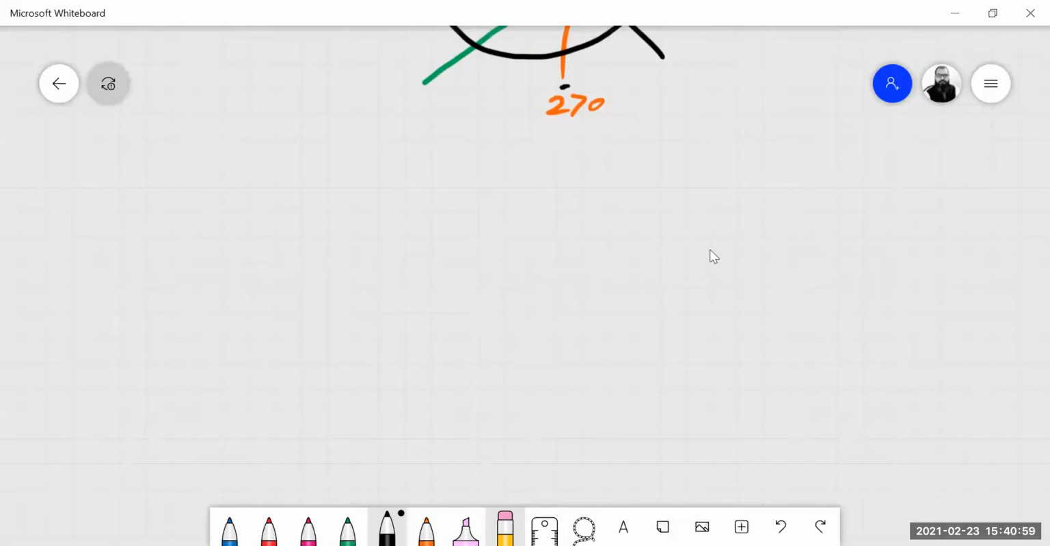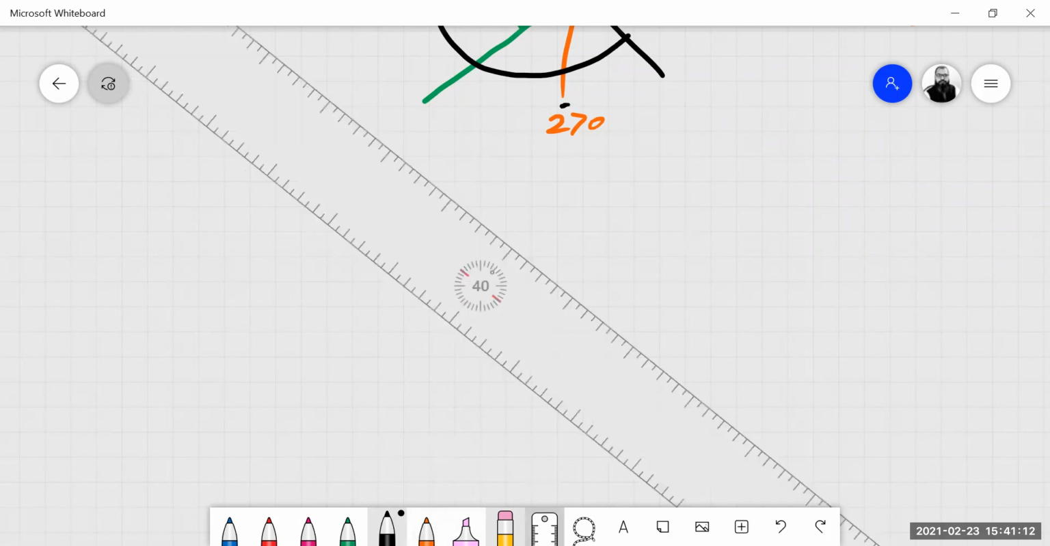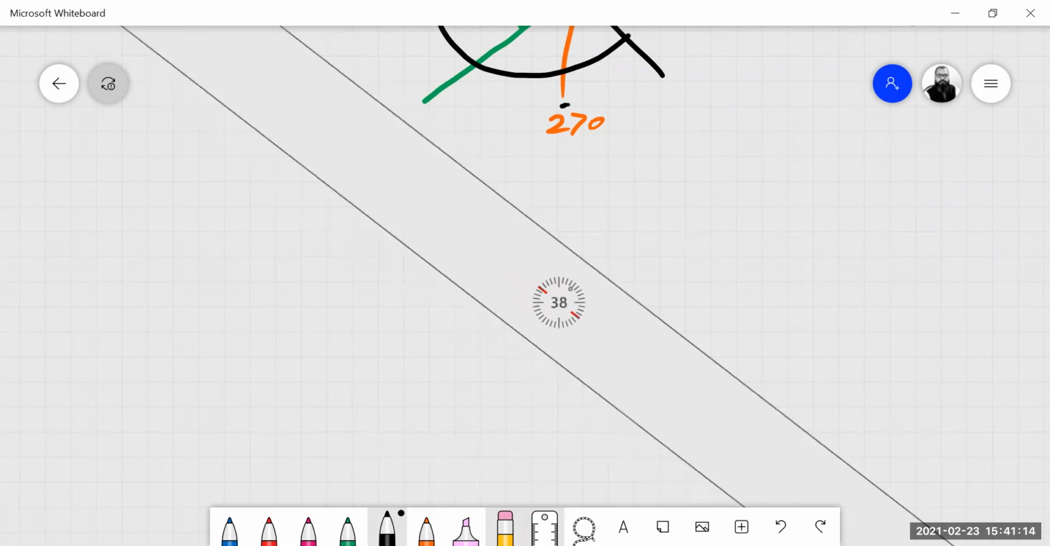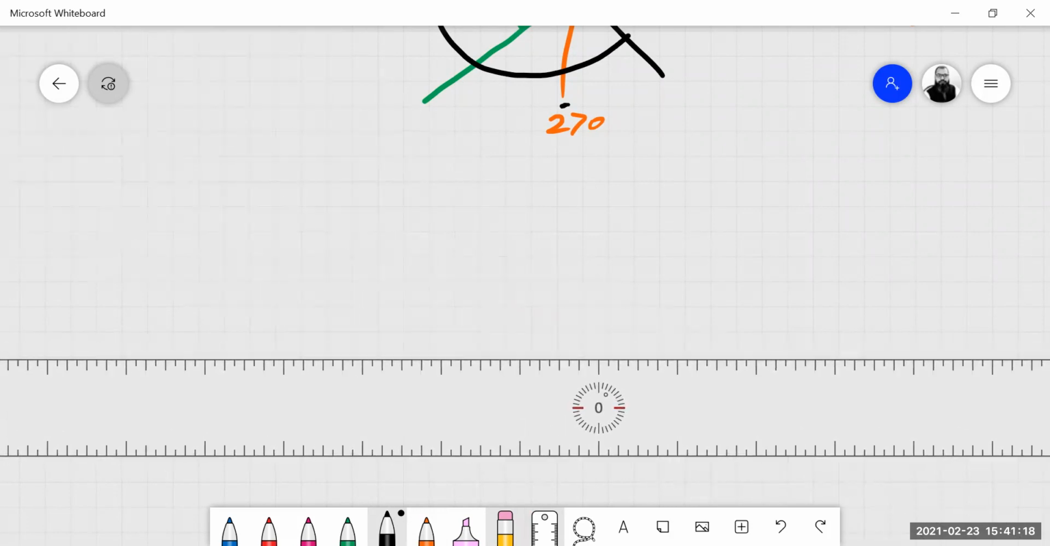Okay, now use the protractor to measure the size of each marked angle. We need to measure the angle. For example, if I draw a line here, I draw a line here. This is your protractor, okay? This is your protractor, a circular protractor. You can see the scale on this circular protractor.